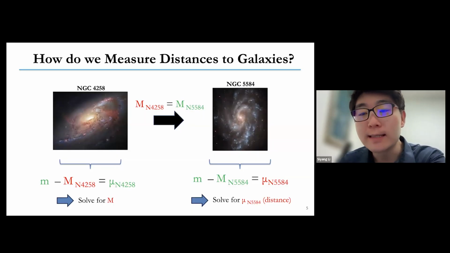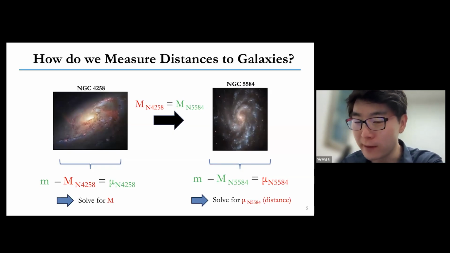Now we can then take this one step further and repeat this process to calibrate an even brighter standard candle such as type 1a supernovae.